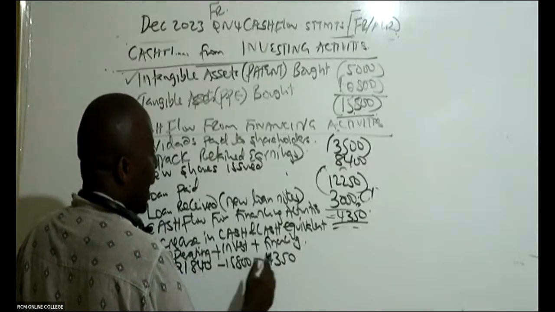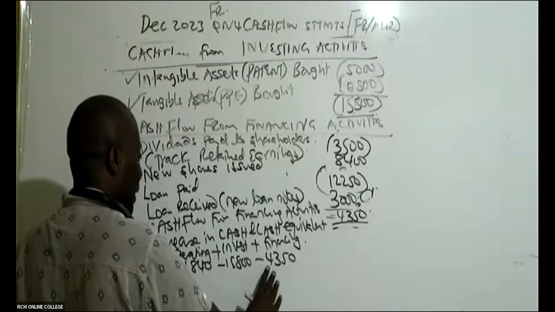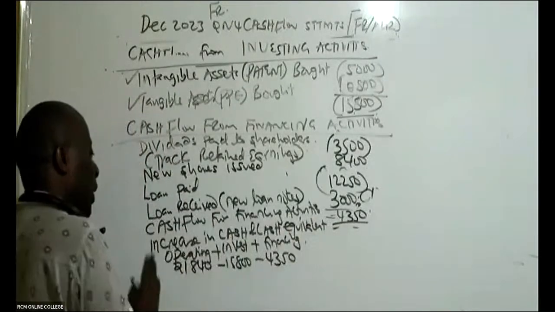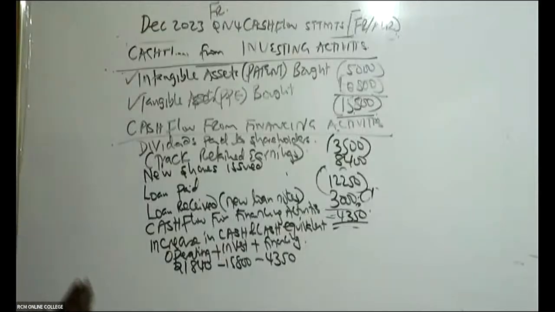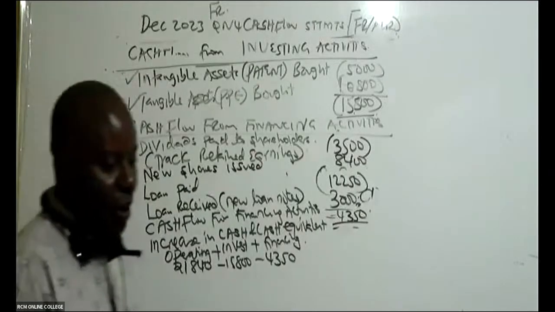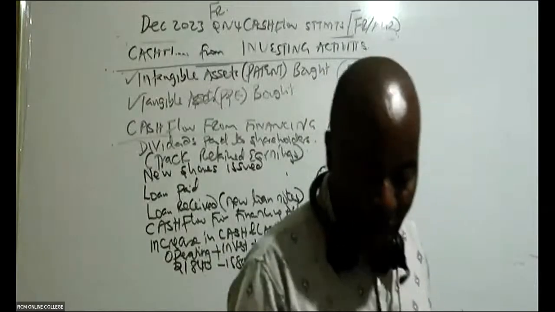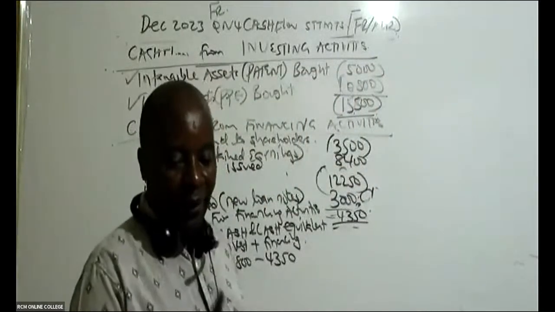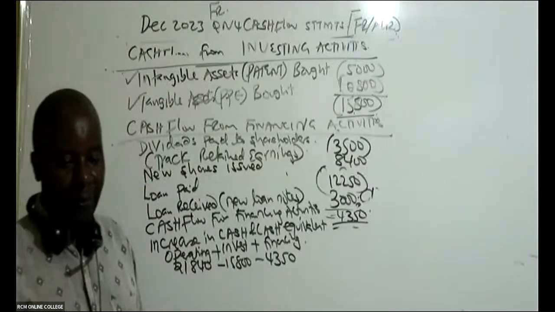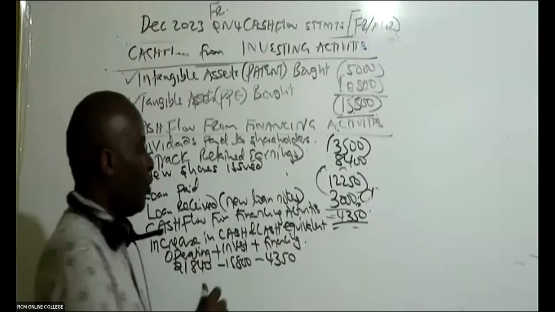So can you kindly add these three? You take this, minus this, minus this. You give me what we call increase in cash and cash equivalents. Chogo has been very, very attentive. He's getting 1690. Can somebody confirm that Chogo's figure is correct? 1690. Thank you very much.